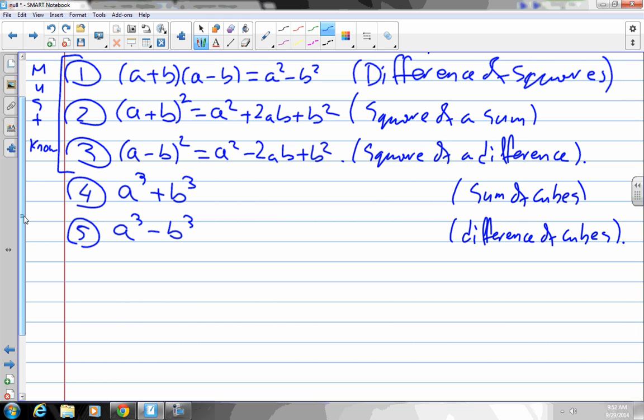Now, I'll give you those formulas on the test. You'll have them written on a front page, whatever. You don't have to have them memorized because they're a little messy. But you need to know that they exist and you need to know how to use them, given when you see them in front of you. So the first formula for the sum of cubes is a plus b, and then a squared minus ab plus b squared. This is how you factor the sum of cubes.